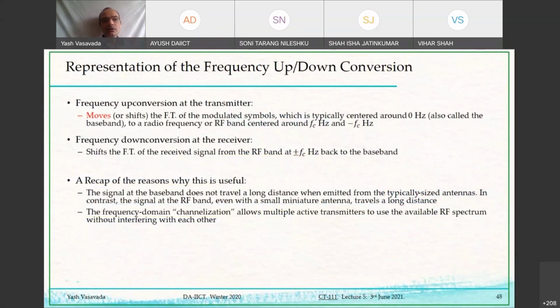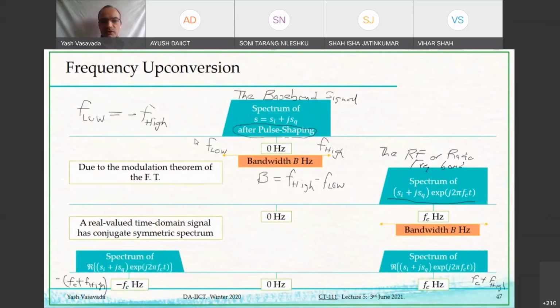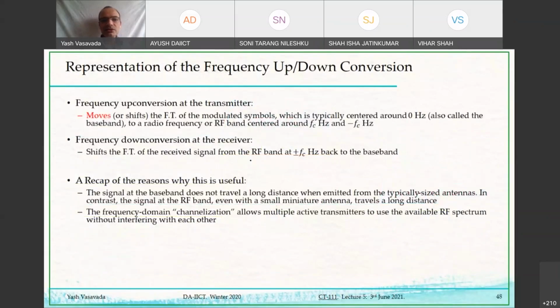So in summary, the frequency up conversion moves the Fourier transform of the modulated symbols to an RF band. And therefore, you can imagine that the down conversion will move it back to the baseband. That diagram I have not shown here, but it is the inverse of this diagram. You go upward in this slide. Instead of going from 1 to 3, you go from 3 to 1. So you get the bottom picture, and from that you get the top picture, which is called the frequency down conversion. From f_c hertz, you come back to the baseband.